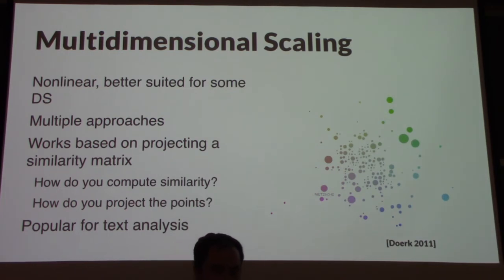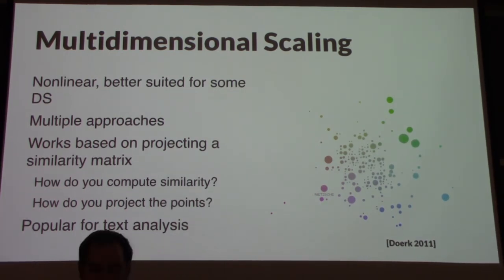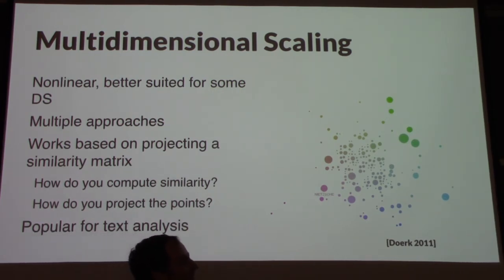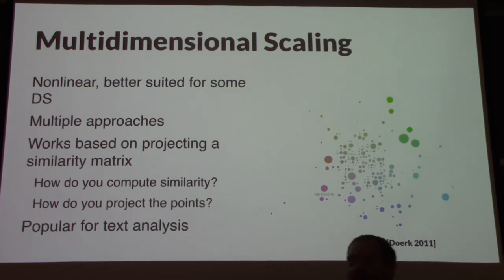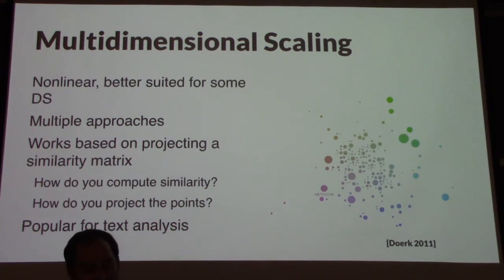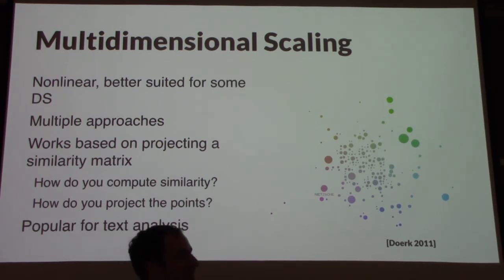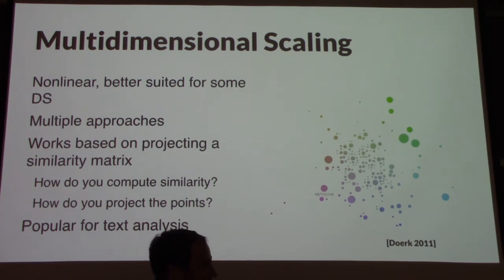The last technique that I wanted to talk about is multidimensional scaling, which is conceptually similar to PCA. I'm not going to discuss the math, but it's better suited for some data sets. There are different approaches. It works based on projecting a similarity matrix. We have the same questions that we have to ask when we look at clustering: how do we compute the similarity, and then how do we project the points? Multidimensional scaling is pretty popular for text analysis.